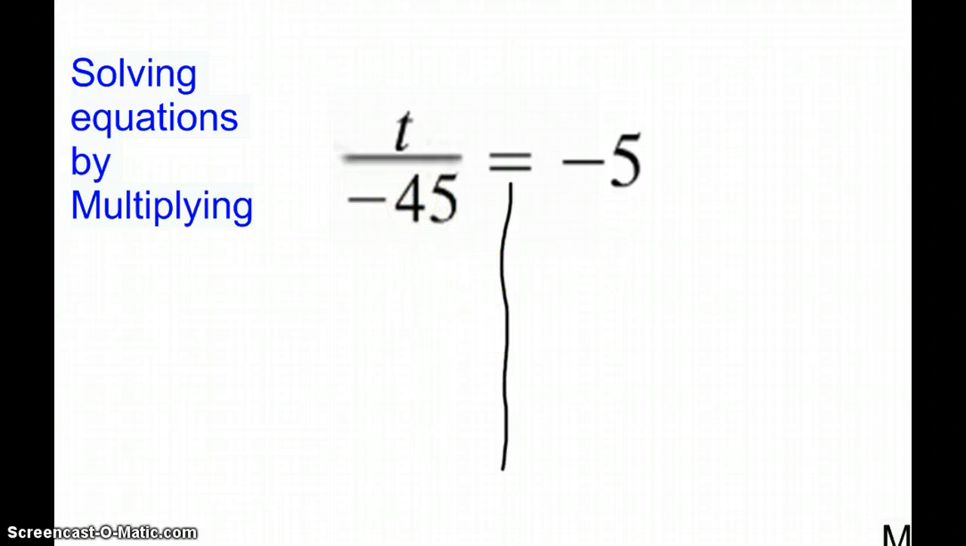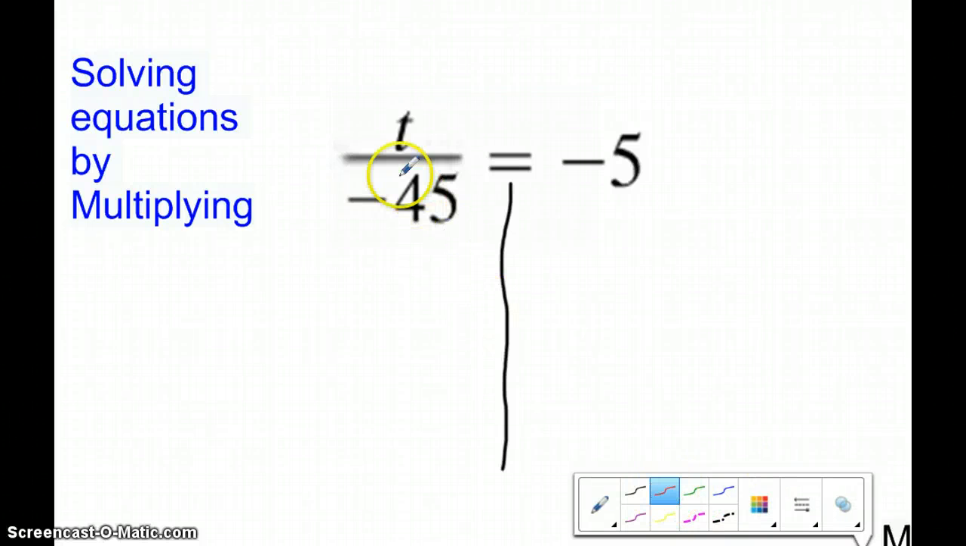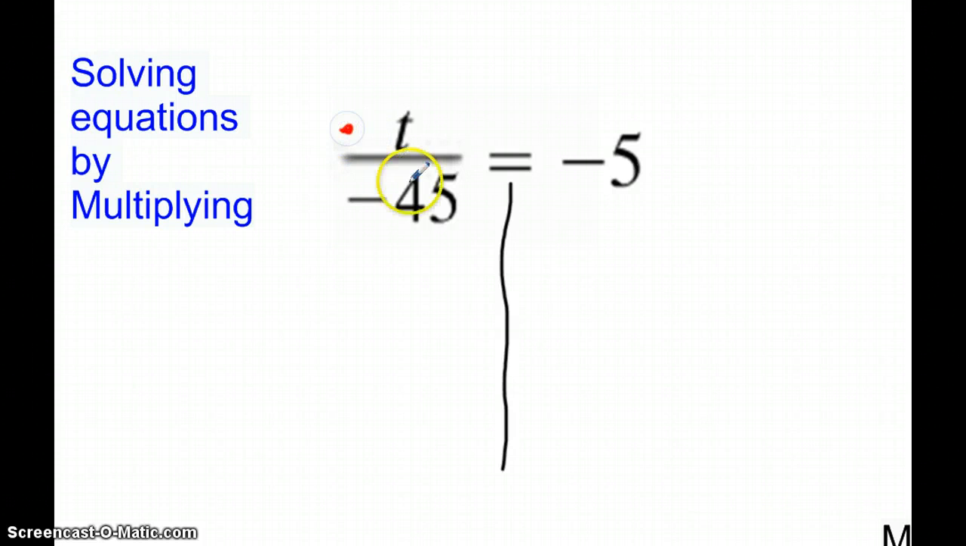Okay, and what we have to do here is we have to do the opposite of division. So the opposite of division is we're going to multiply this fraction by negative 45 over 1. We're going to multiply it by negative 45 over 1, which really, we're just multiplying it by negative 45, but it's easier to see if we put it over 1.